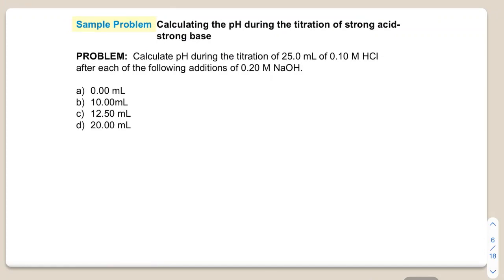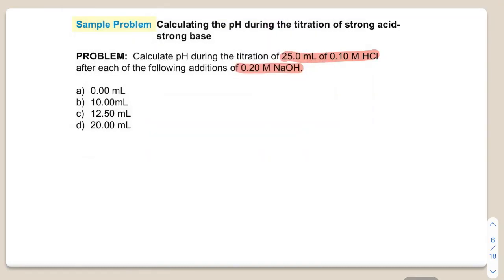So let's look at the calculation part. As we know, we have to be able to determine the pH before, at and after the equivalence point. Okay, let's answer this question. Calculate the pH during the titration of 25 ml of 0.1 molar HCl after the addition of 0.2 molar sodium hydroxide.